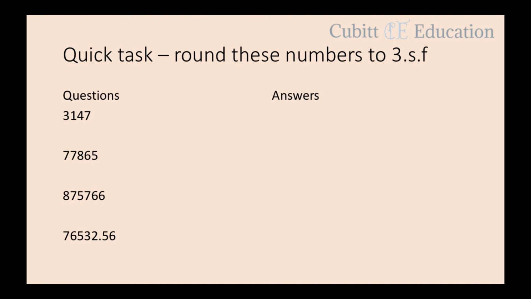3,147. We need to keep the first 3 numbers, but the third number is a 4, and the number next to it is a 7. So that 4 needs to change to a 5. So you would have 3,150. 77,865. We need to keep 778, but the 8 will change to a 9. So 779,00.